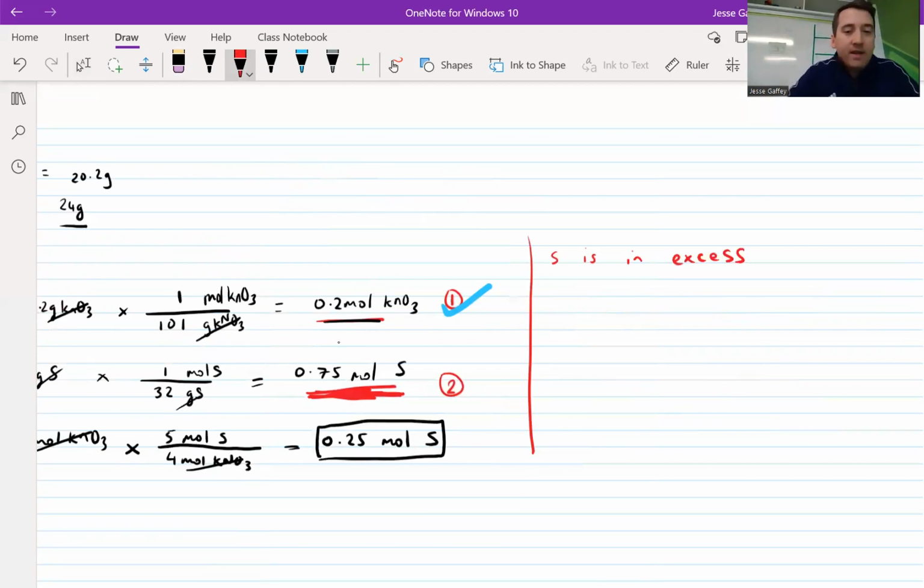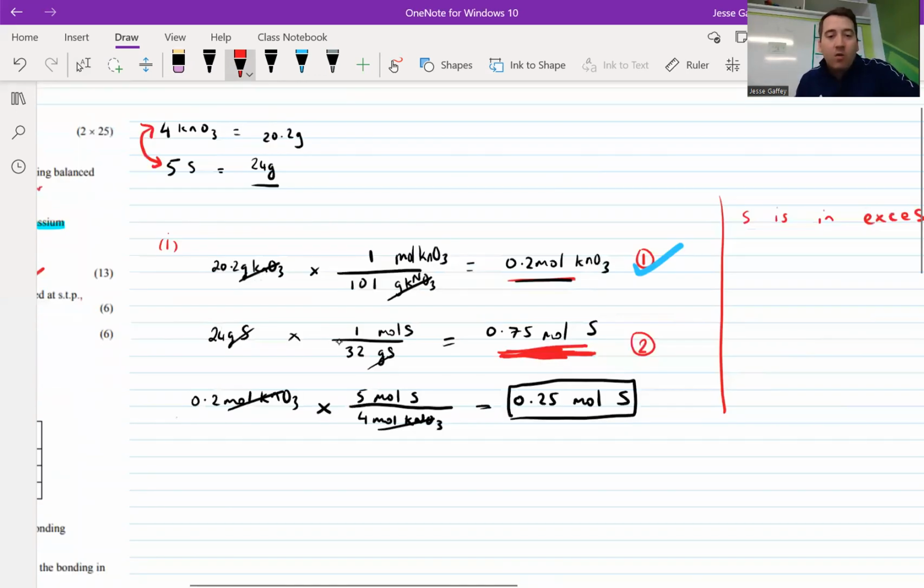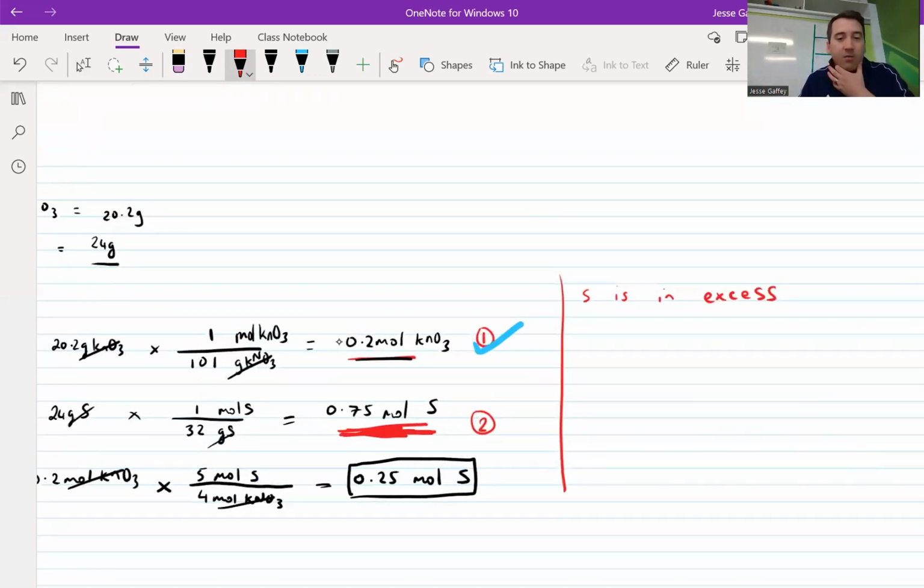And then the second bit, it says what mass of this reactant is unused at the end of the reaction. We don't know what mass is unused at the end of the reaction, but we should be able to see how many moles are left over. So hopefully you can see that I've got 0.75 moles. So work out how many moles are left over of S. Pause the video and do that now.